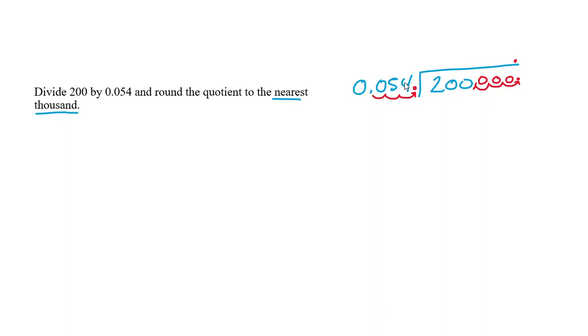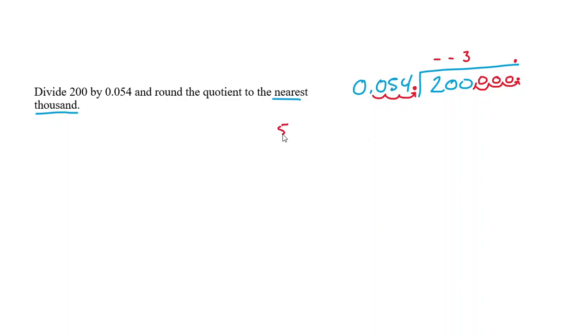Okay, so how many times does 54 go into 2? 0 times. How many times does 54 go into 20? 0 times. How many times does 50 go into 200? Well, 50 goes into 200 4 times, but 54 probably goes in something less. So let's say 3 times, right? Because 2 50s is 100, 4 50s is 200. But this is 54, so 4 54s would be more than 200. Okay, so 3 times 54.